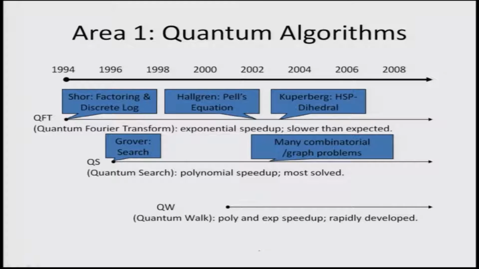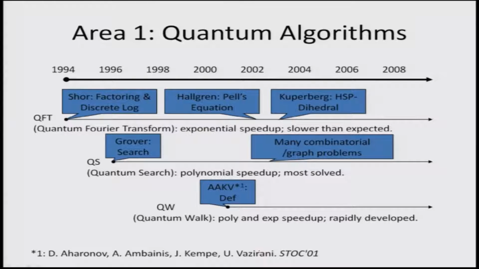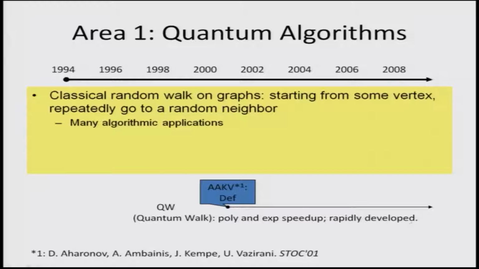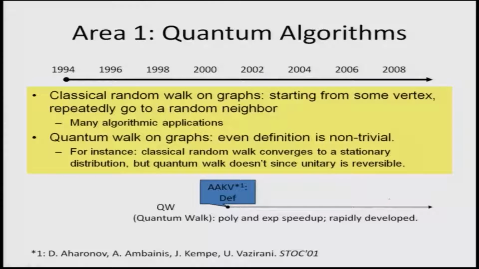In recent years there have been many combinatorial and graph problems which have also been utilizing this principle. There is another area, quantum walk, which helps in terms of polynomial and exponential speed up, and it has been rapidly developed as a result of some of the recent work by Vazirani and others. It is a classical random walk on graphs: starting from some vertex, repeatedly go to a random neighbor, and many algorithmic applications exist on this. As for the quantum walk on graphs, even the definition is non-trivial.